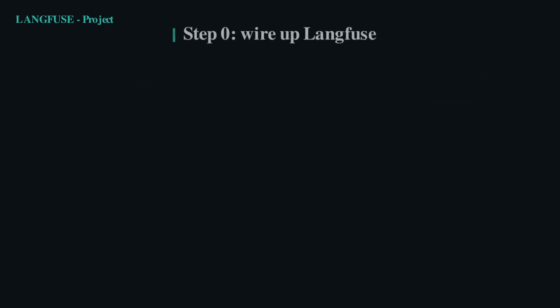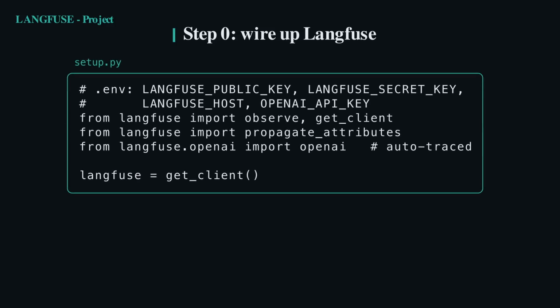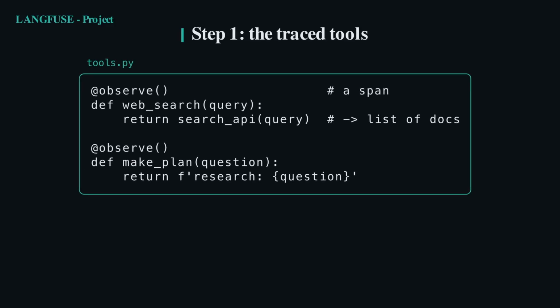Setup is keys in a .env file and 3 imports. The OpenAI drop-in means every model call is traced without another line of code. Each tool gets a decorator, so the search and the planner each become their own span. Because they share the OpenTelemetry context, the version 3 SDK introduced in 2025, they nest under whatever calls them.